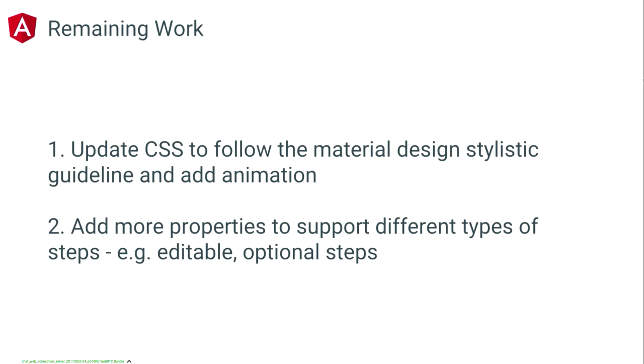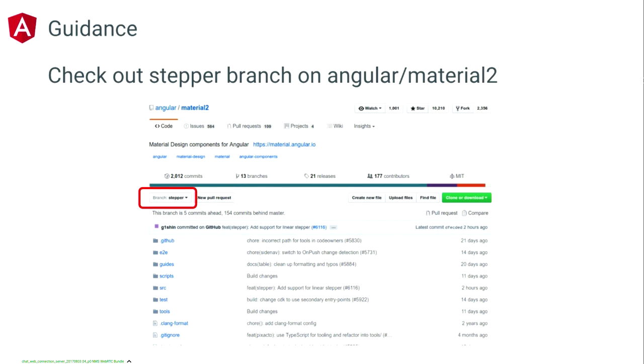Some of the remaining work for the material stepper component: first, updating the CSS to follow the material design guideline, and adding more animation for a smoother transition of the stepper workflow. And second, adding more properties to support different types of steps, such as the editable steps and the optional steps. If anyone's interested in seeing the work that is going on for the material design stepper component, you can go to Angular/material2 on GitHub and go to the stepper branch to see the work.